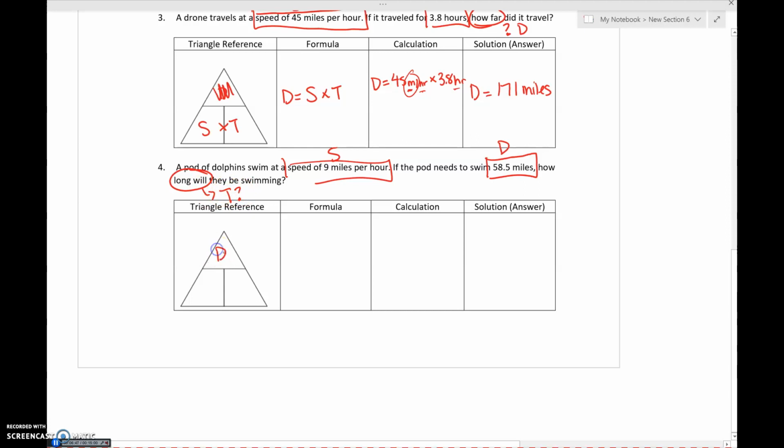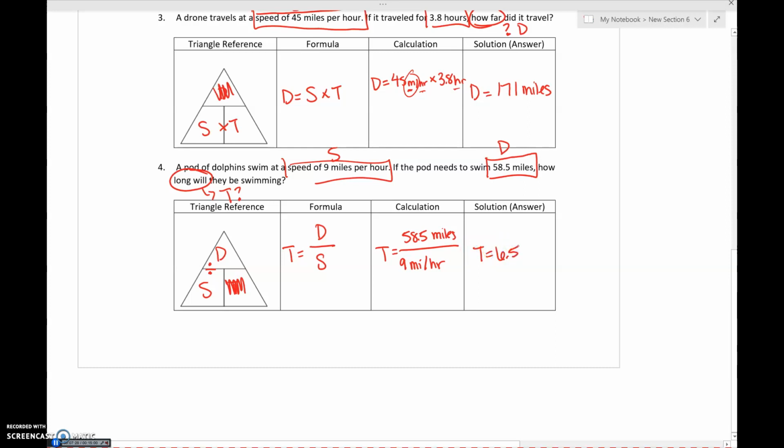Fill in our triangle, D, S, and T. And our formula here, because we are looking for time, we have D over S, which means divide. So time equals D over S. We're going to plug that in here. Time equals the distance, which is 58.5 miles, divided by the speed, which is 9 miles per hour. And when we plug that into our calculator, 58.5 divided by 9, we get a time of 6.5.